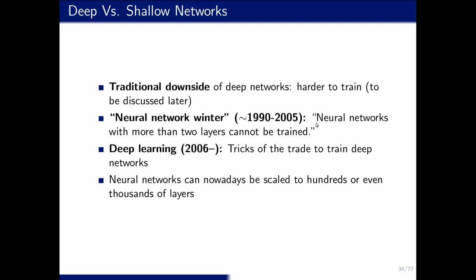Essentially this had mostly to do with the nonlinearities people used back then. These sigmoid units were prone to gradient diffusion. Essentially they saturate, and then the gradient, so the derivative, which is used for learning, which we will discuss later, essentially just stalled learning. And so the deep learning wave, which started in 2006, introduced a lot of tricks of the trade to actually enable training of deep neural networks. And neural networks can nowadays be scaled to hundreds and even thousands of layers. So really deep neural networks can be trained nowadays.